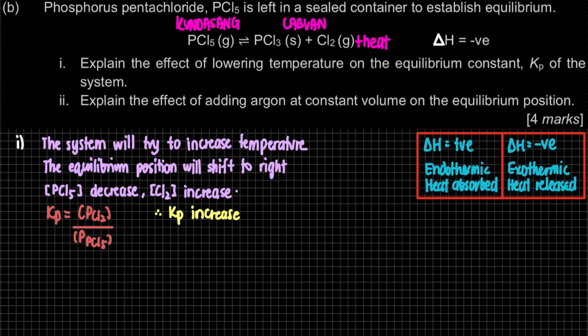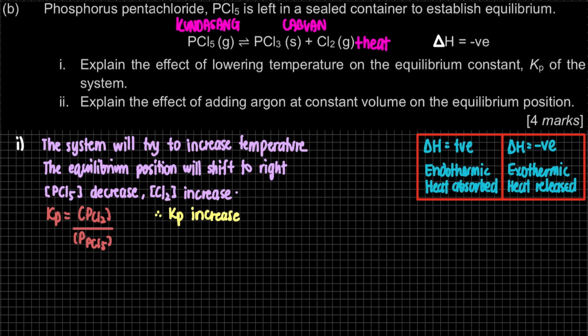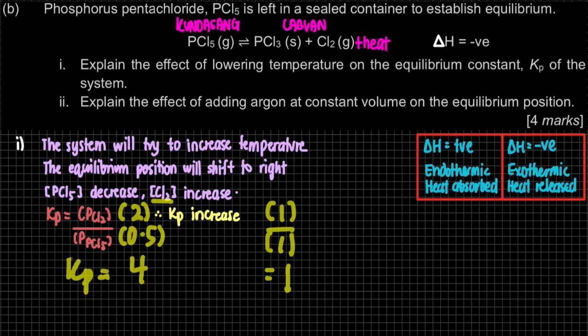But then we assume the concentration is directly proportional to the pressure. For example, originally assume that our pressure of PCl5 is only 1. But here it mentioned that PCl5 will decrease. For example, I'm going to write down 0.5. Cl2 here, for example, increases, I'm going to write down 2. So if we divide this value, your Kp will be equal to 4. Originally, it would be 1 over 1, so it becomes 1.